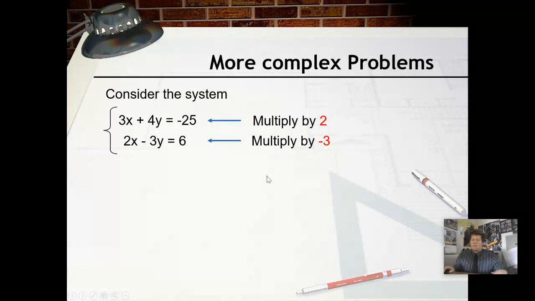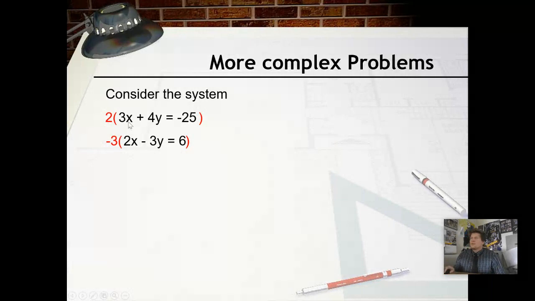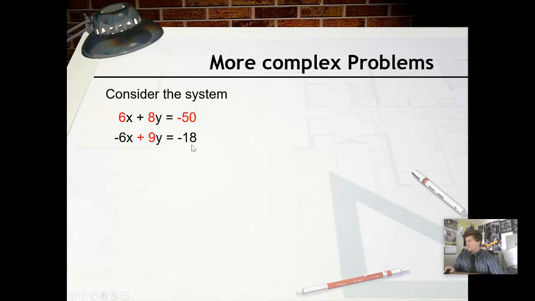So now multiply these things out. 2 times 3x becomes 6x. 2 times 4y becomes 8y. 2 times negative 25 becomes negative 50. On the bottom, negative 3 times 2 becomes negative 6x. Negative 3 times negative 3 becomes positive 9y. Negative 3 times 6 becomes negative 18. So here's our new system since we multiplied it out. And with multiplying it out, we could cancel out the x's because they're the same coefficient, just opposite signs. So let's add the rest of this together.